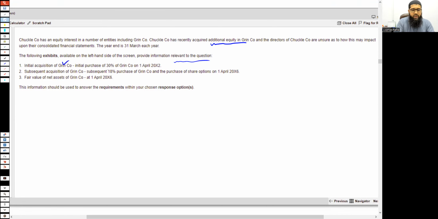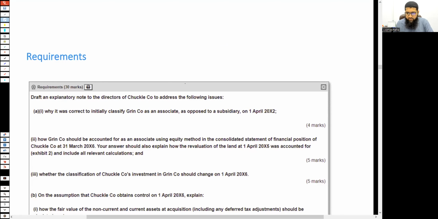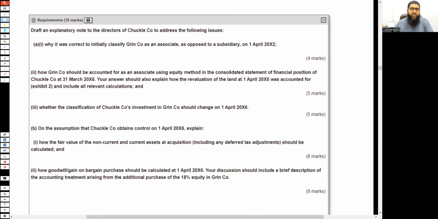Initial acquisition of Green: initial purchase of 30% of Green on 1st April 2. Subsequent acquisition of Green Company: subsequent 18% purchase of Green, and the purchase of a share option on 1st April 6. And fair value of net assets at 1st April 6. The information should be used to answer the requirements within your chosen response options. Obviously, the response options given in this question are Word-based and Excel-based. Now let's try to understand the requirements of the question.